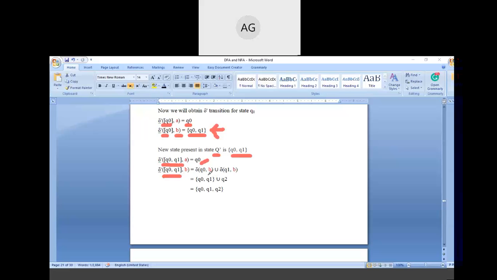We can break it into q0 on B union q1 on B. With q0 on B, we get the states q0 and q1, and with q1 on B, we get the state q2. Now we need to take the union of these two. All are written a single time, so we can club them, and we get the final union as q0, q1 and q2. That's how we take the union of these two sub-transitions.